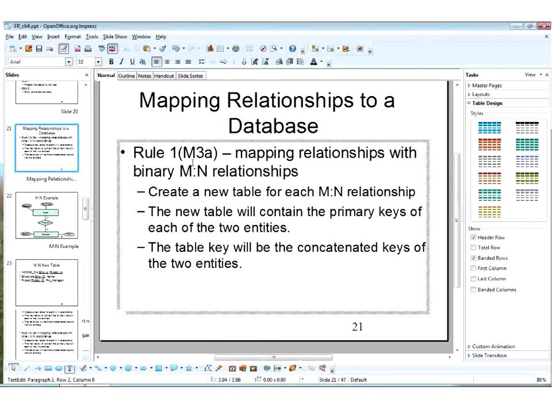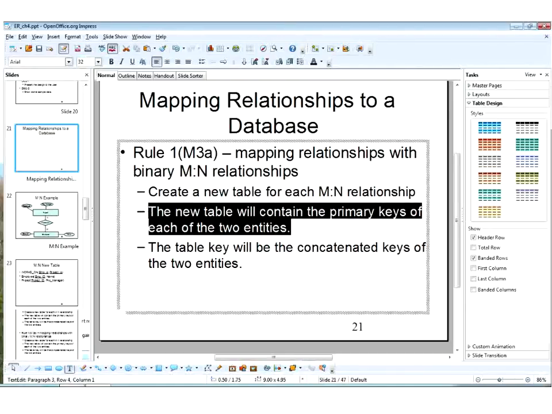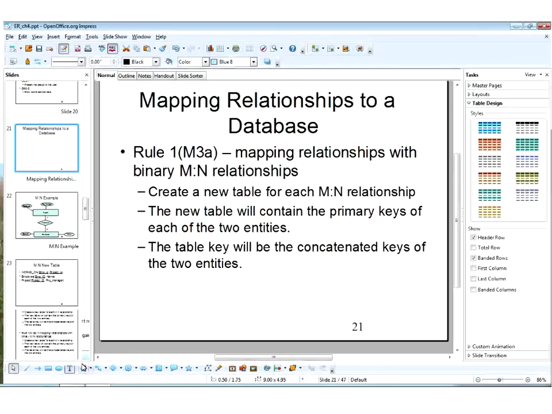So when you have M to N, you have to create a new table and make the new table the combination of the primary keys of both of the entities. The table is going to consist of the primary keys of both, and the primary key of the table is going to consist of these two attributes of both primary keys concatenated. Okay? So that's what you do with an M to N.